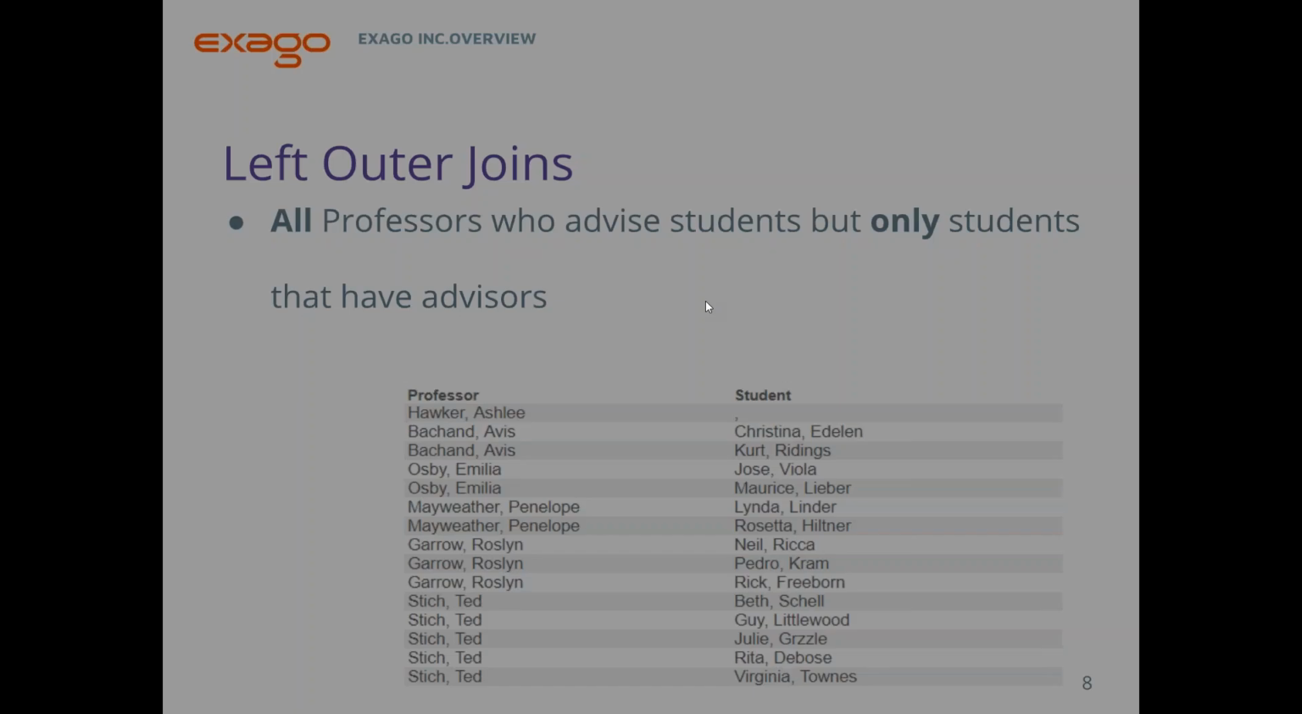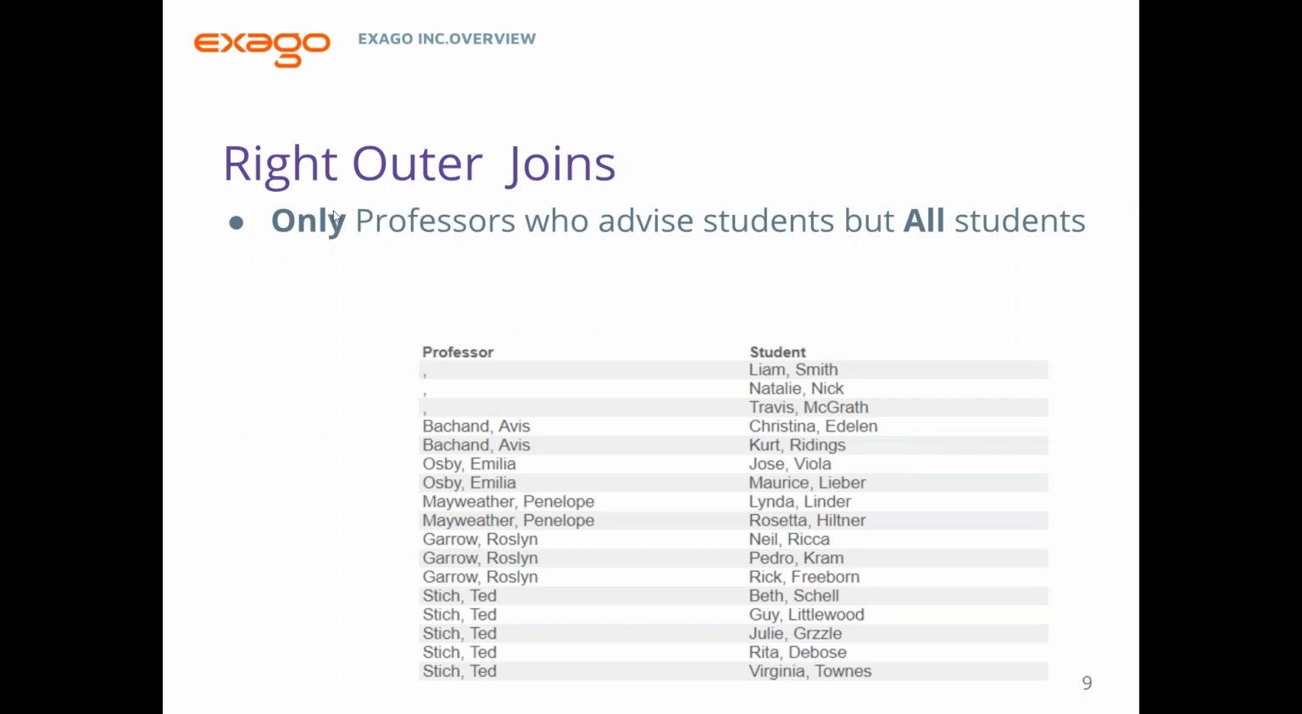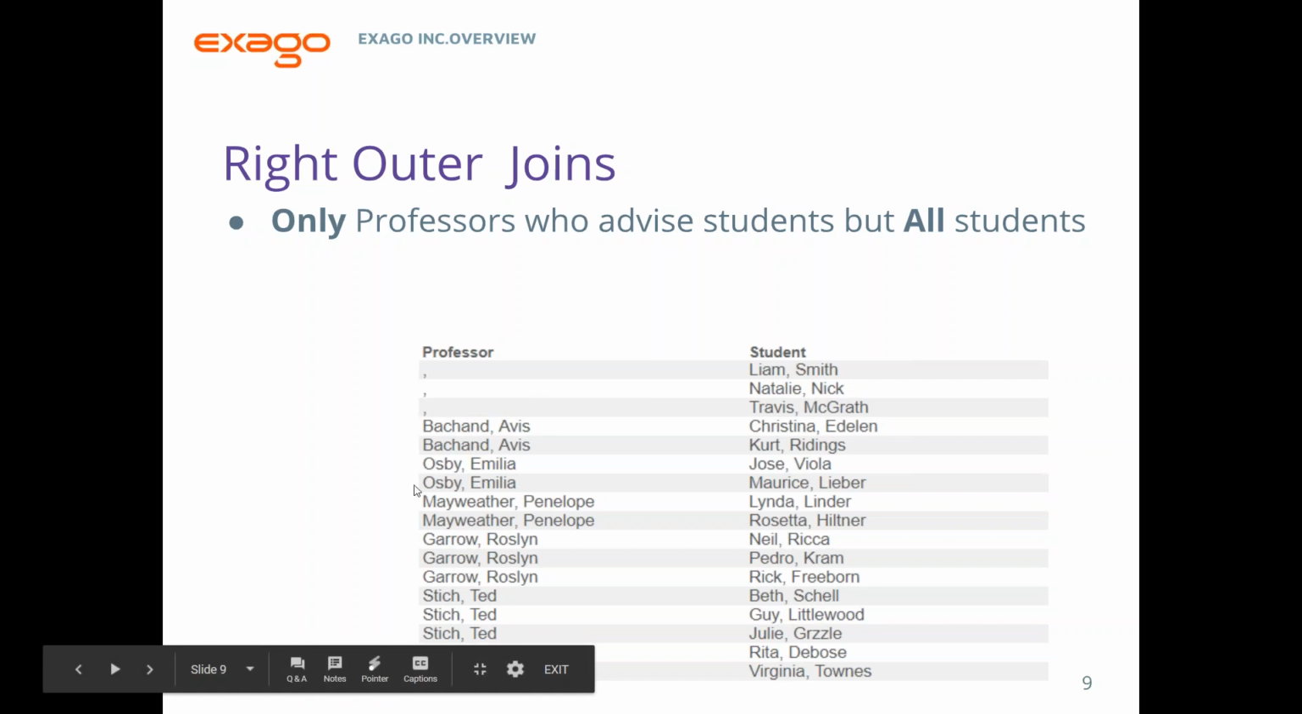Similarly, on a right outer join, you have only the professors who advise students, but all students whether or not they have an advisor. So you can see actually I'm in this data set, so I don't have an advisor for whatever reason, but then we have the students who do down below there.